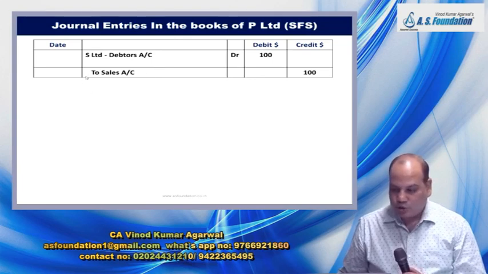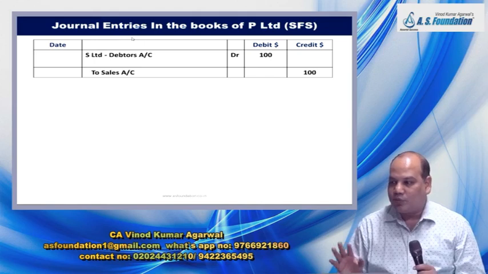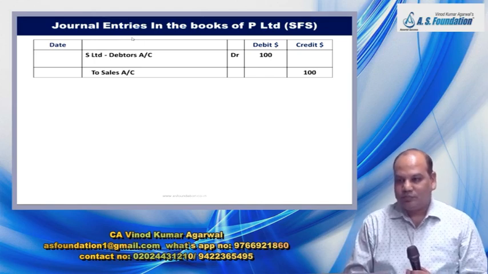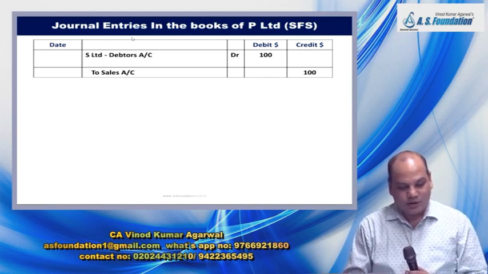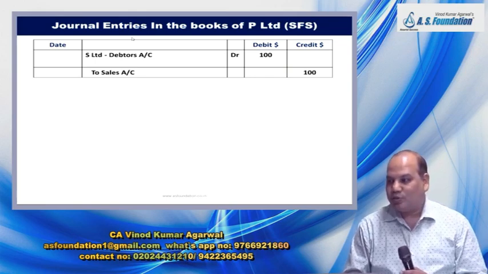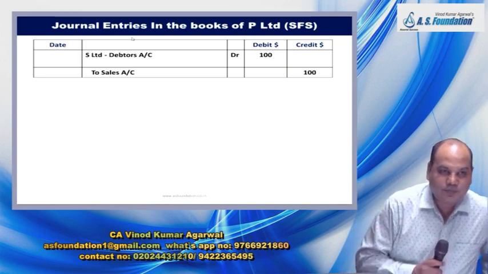So now, in order to have a little better understanding, first we'll write 2-3 journal entries and then we'll read that note. That note gives you full explanation. I will read the note, but interested students can write it in the notebook properly. Journal entries in the books of P Limited (SFS).